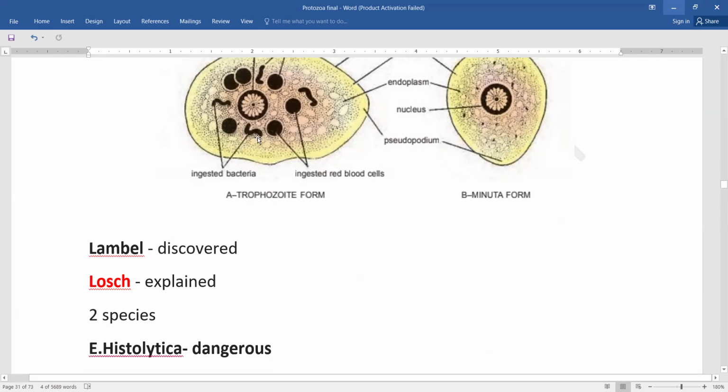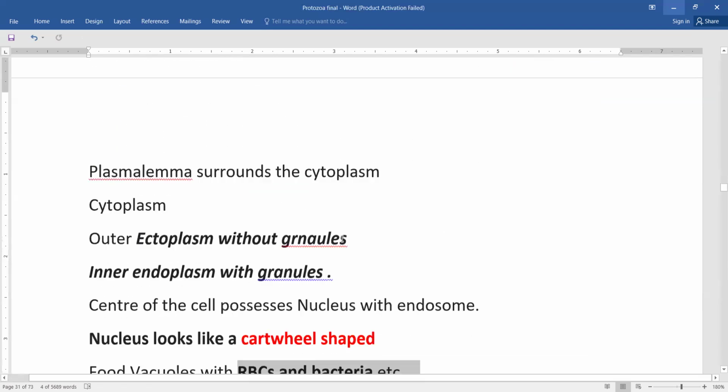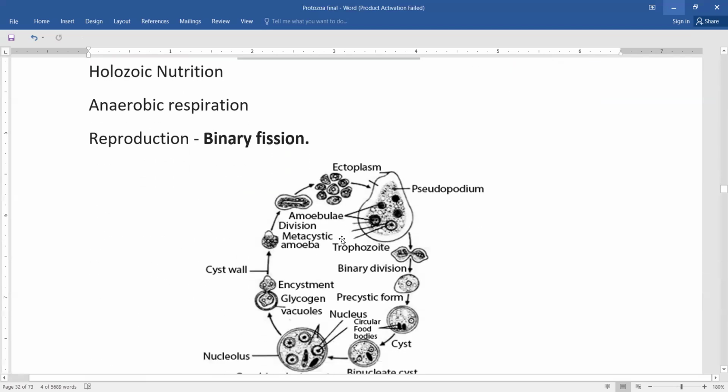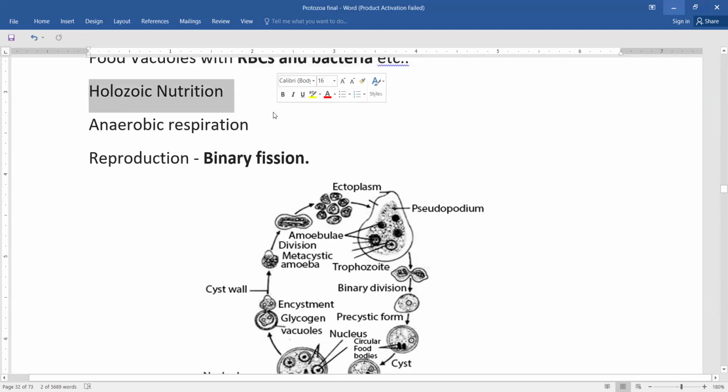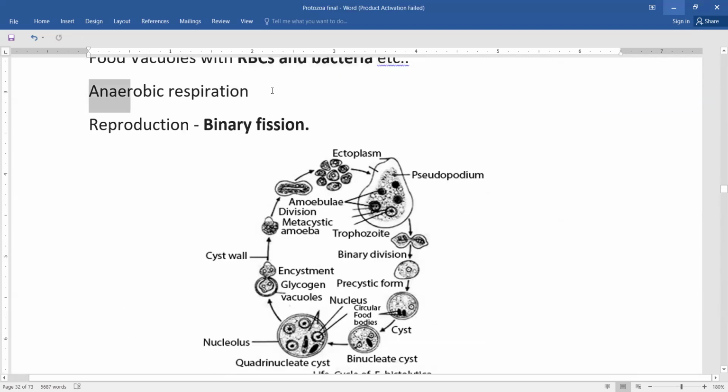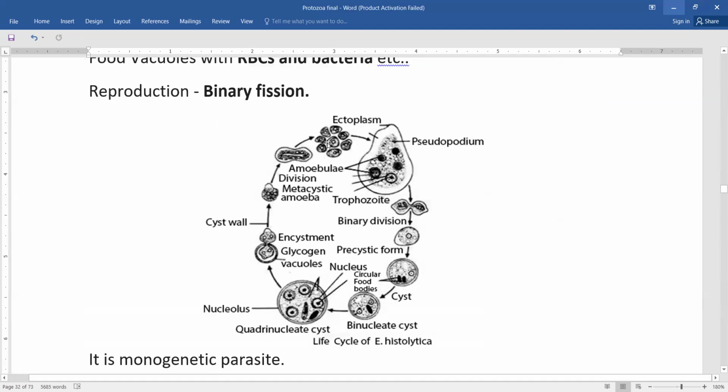Some free bacteria are also seen because it consumes large intestinal bacteria, and also due to ulcers the blood vessels are exposed, so it also eats the RBCs. That is also important. Nutrition is holozoic, respiration is anaerobic, and reproduction is simply by binary fission.